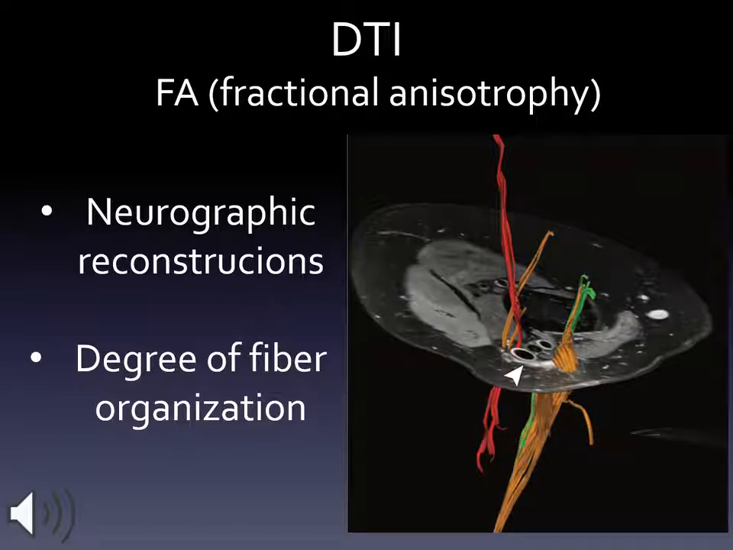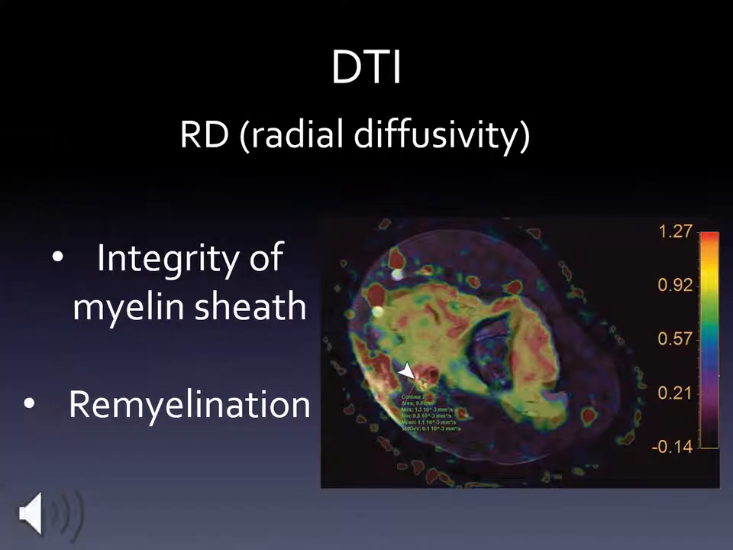Furthermore, 3D reconstructions of DTI neurography data provide reconstructions of the entire nerve path. Fibers beyond the suture site can be considered a sign of successful surgical outcome. RD informs about the integrity of the myelin sheath.